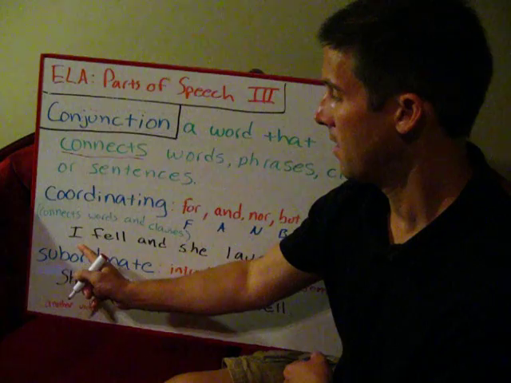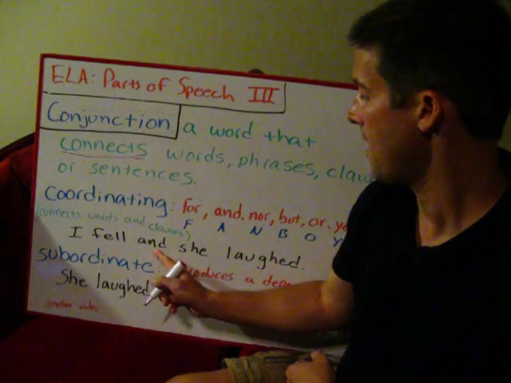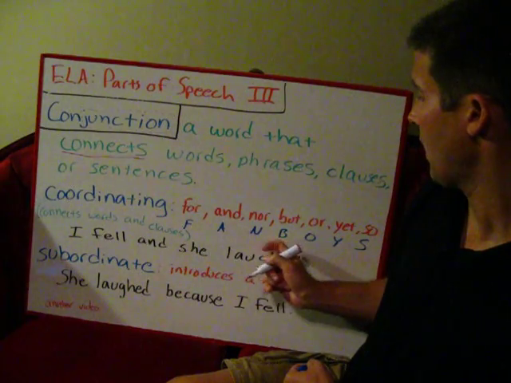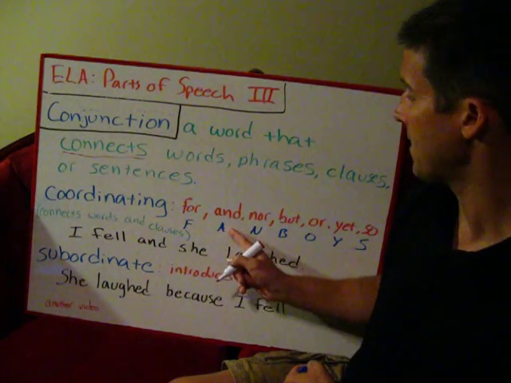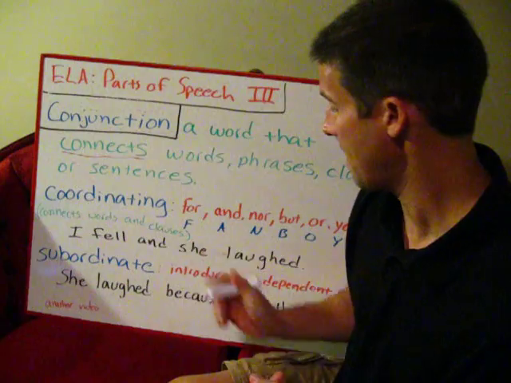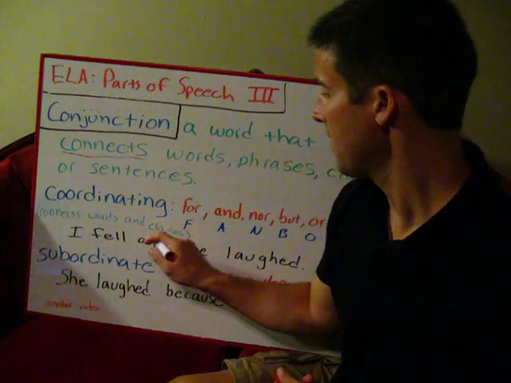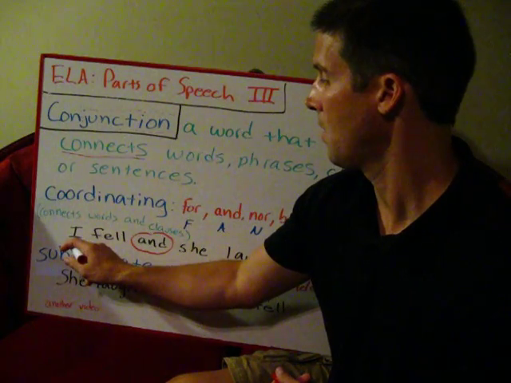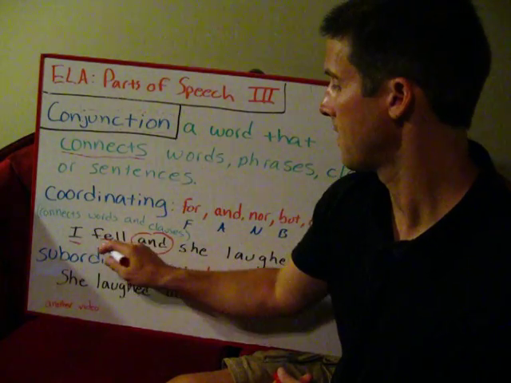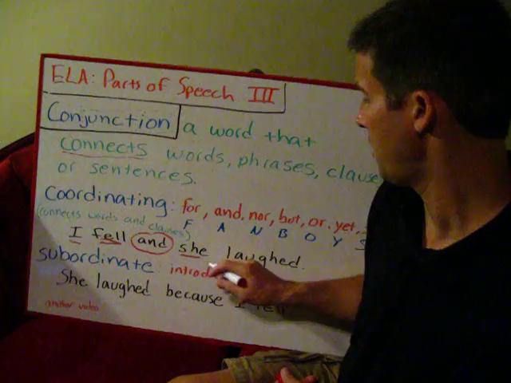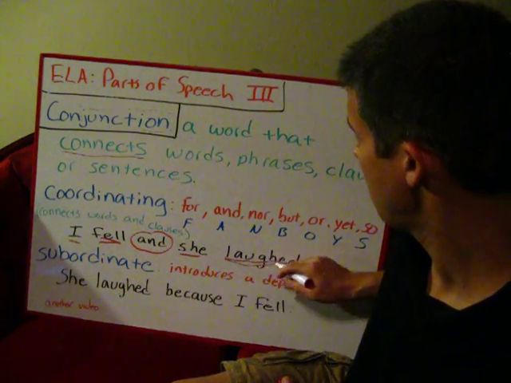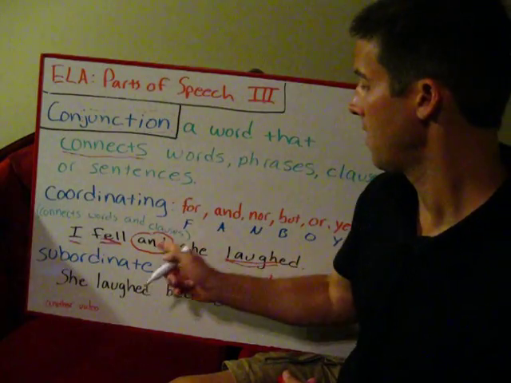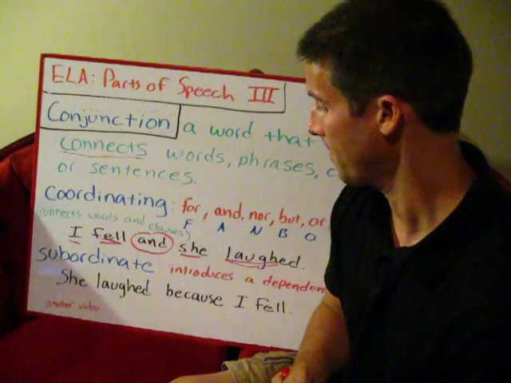Here's an example. I fell and she laughed. Here I look at my acronym FANBOYS. I see that and belongs in there. So and connects this sentence, which is I fell and she laughed. So we have a subject and a verb, and we have the conjunction.